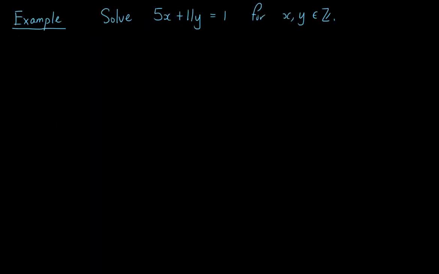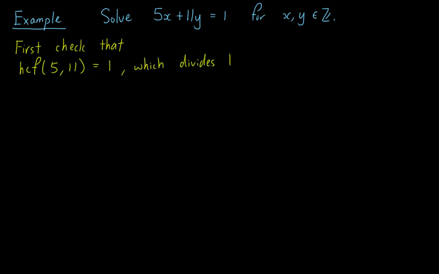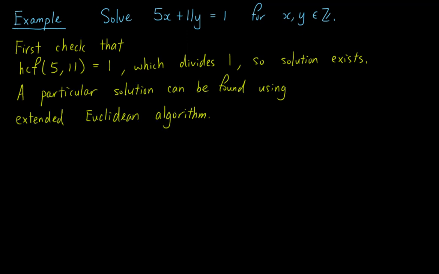We finish this video by giving an example of solving the equation ax plus by equals n. In this case, we want to solve the equation 5x plus 11y equals 1 for integers x and y. We first check that the HCF of 5 and 11 is 1, which divides 1, so a solution to the equation exists. A particular solution can be found using the extended Euclidean algorithm. Here, we are able to spot the solution x equals -2 and y equals 1.